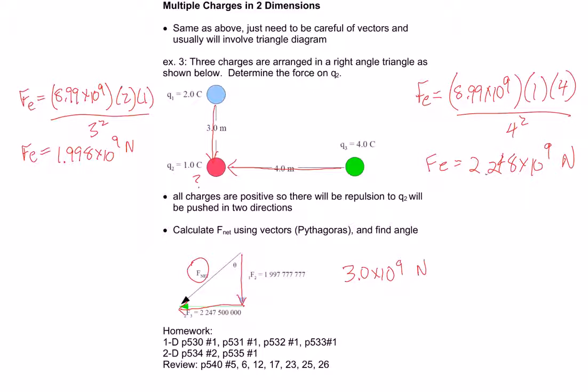And then we also need to calculate our angle, just like we normally do for questions. We want to go tan inverse of 2.247 divided by the 1.997. Second tan that answer, and we get an answer of 48 degrees. So in this case, we would say 48 degrees west of south. And that's our final answer.